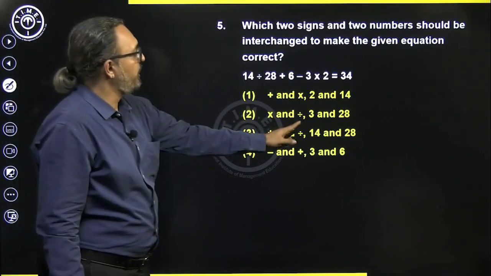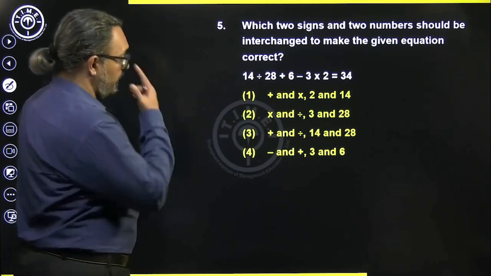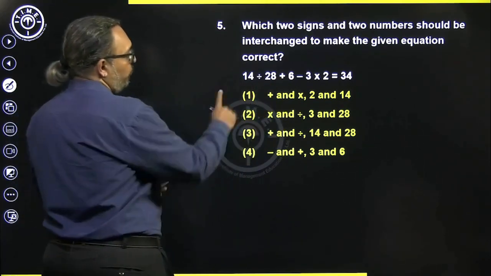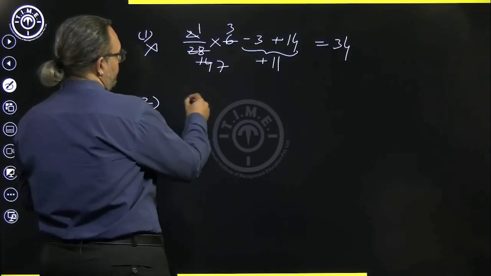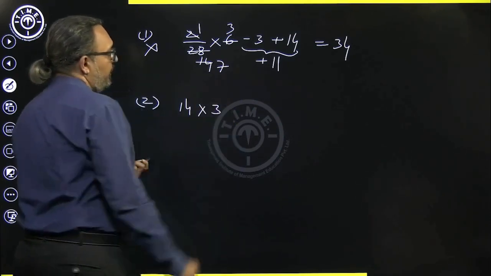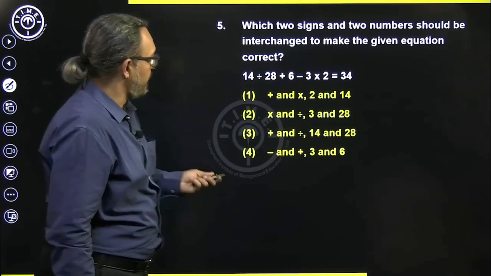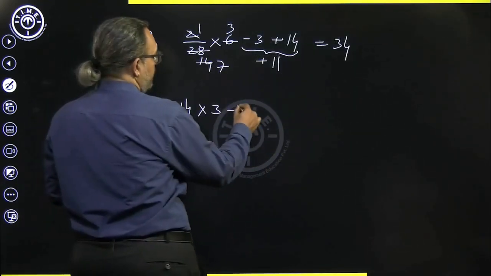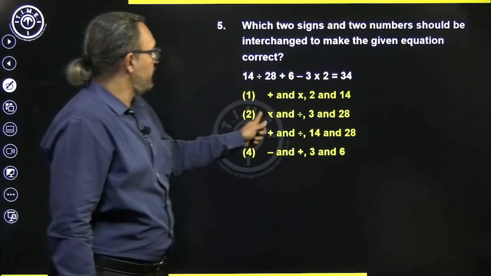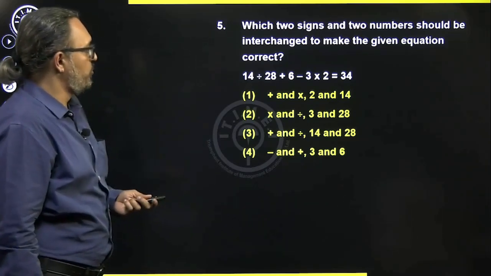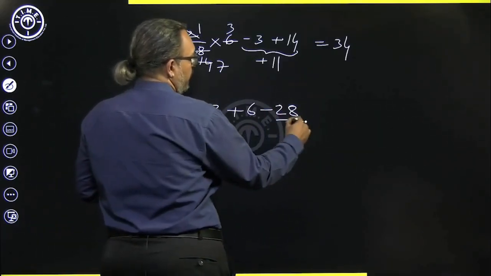Now, let us take the second option. Now, it is into and division to be exchanged, 3 and 28. So, into and division, so 14 into 28 replaced with 3. So, 14 into 3, and then plus 6 minus 28, and then divided by 2.